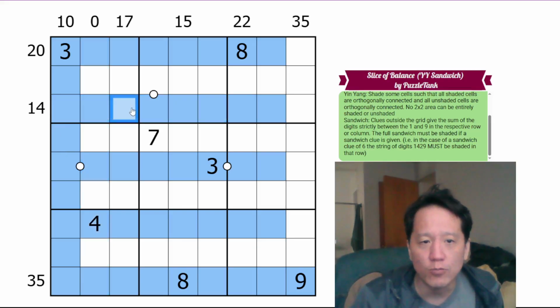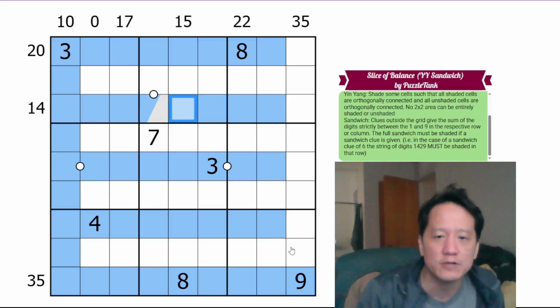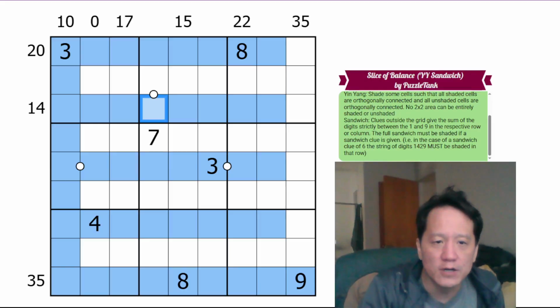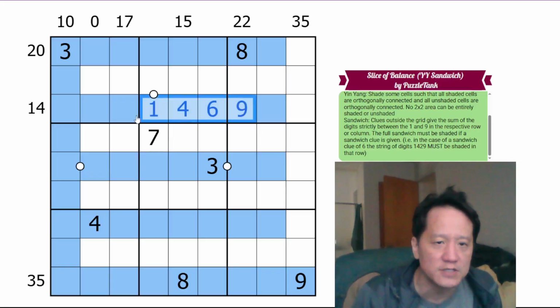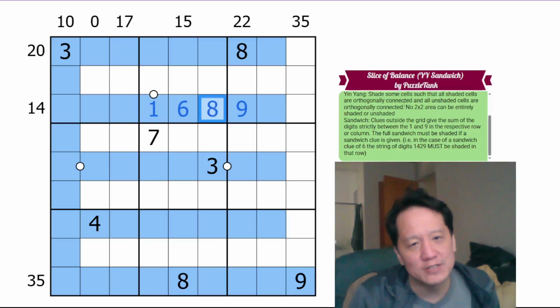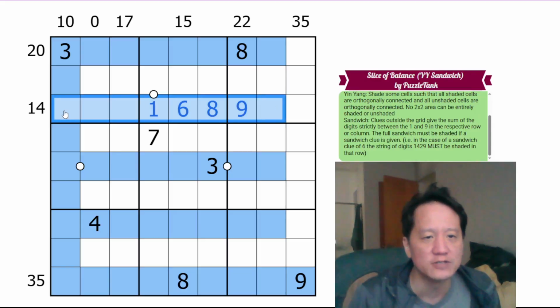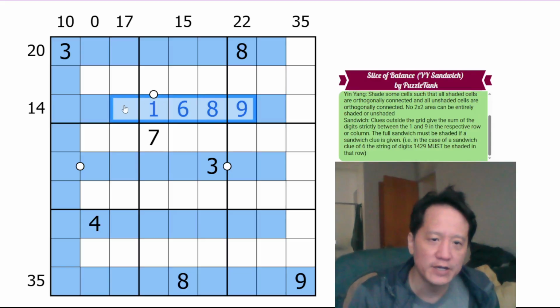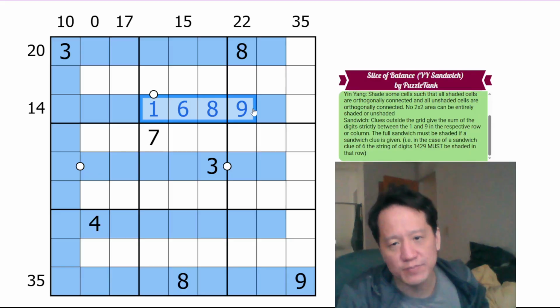Say we had a 1, 9 here and a 4, 6 in between the 1, 9, right? So say we had 1 here and 9 here, and 4 and 6, which is 14. Never mind, that doesn't add up. 6 and 8. So we had 6 and 8 here. That means the 1, 6, 8, 9 would have to be all shaded, right? Because that's the entire sandwich. It could be other things that are shaded. We don't know. But we know that the sandwich itself, including the 1 and the 9, have to be shaded.